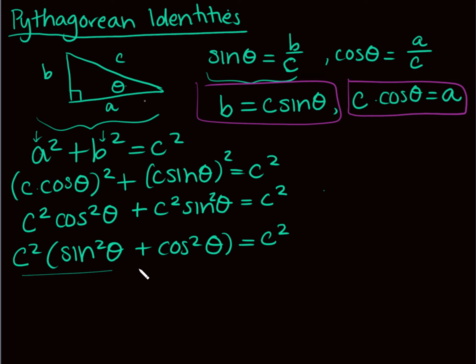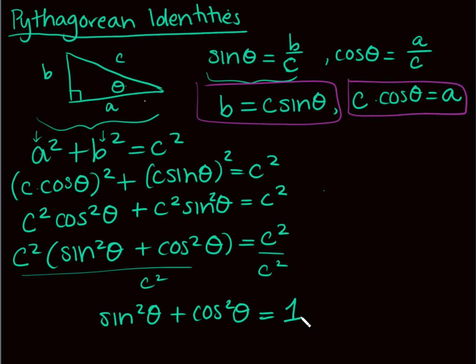And now look at you guys. I divide by c squared. Isn't that cool? And I have this really great, beautiful, just really neat Pythagorean identity, and it's sine squared plus cosine squared equals 1. I'm being a little lazy here. It should be sine of theta squared plus cosine of theta squared equals 1. But you know what I mean. Sine squared plus cosine squared equals 1.